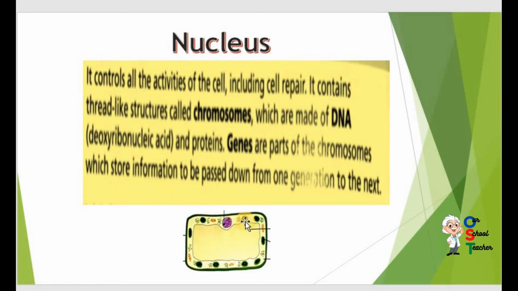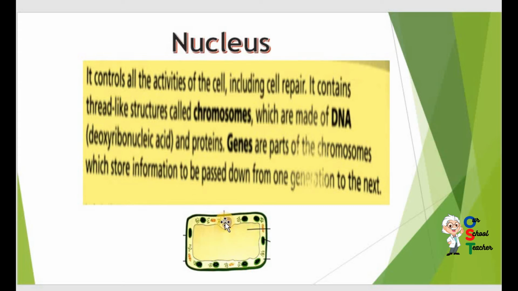Now the next structure is the nucleus. You can say the nucleus is the brain of the plant cell. It controls all the activities of the cell, including cell repair. It contains thread-like structures called chromosomes. Actually, these chromosomes are the main part of this nucleus. Chromosomes are made up of DNA and proteins.